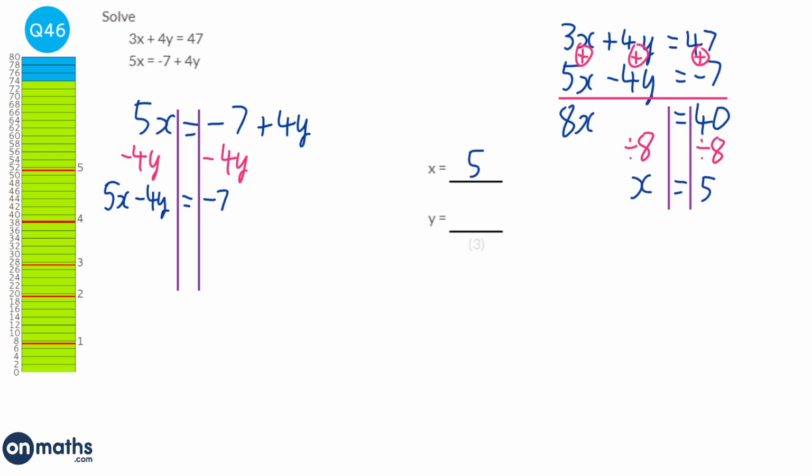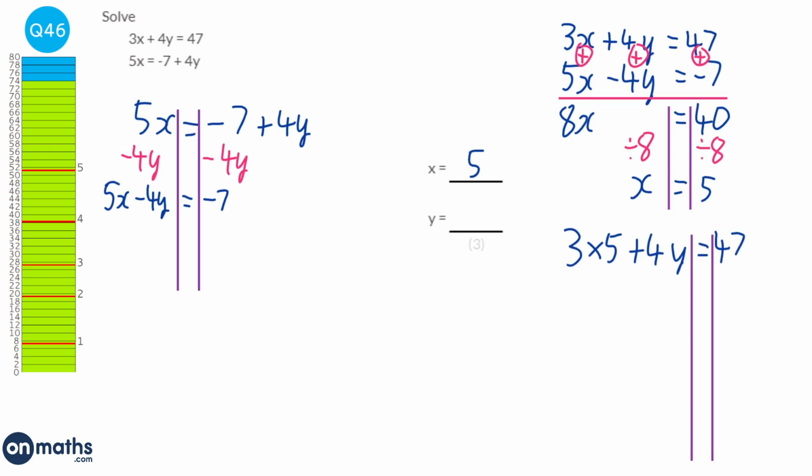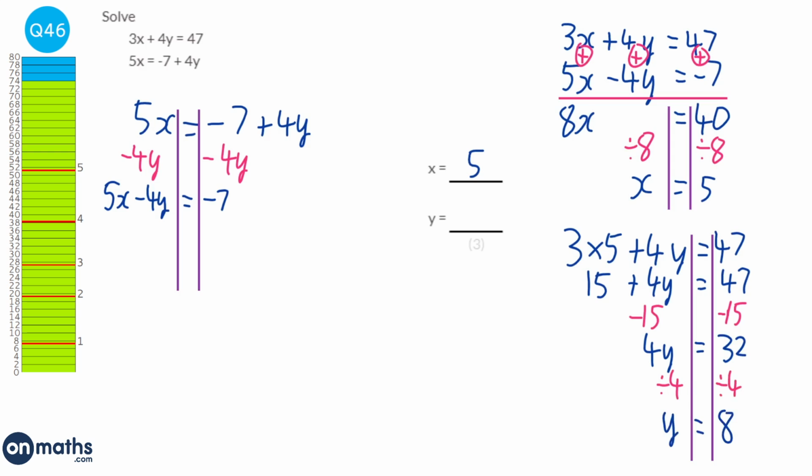And we're going to substitute that value into one of the equations. I'm going to pick this top one. So instead of 3x, we're doing 3 times 5 plus 4y equals 47. Get my solving lines in. So that will be 15 plus 4y equals 47. And then we're going to take away the 15 both sides. And so it's 4y equals 47, take away 15, which is 32. Divide by 4 both sides. And we get y equals 8.